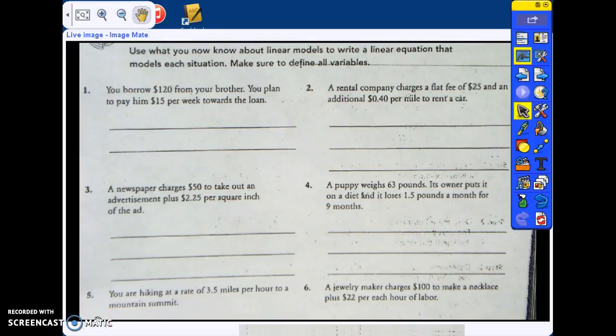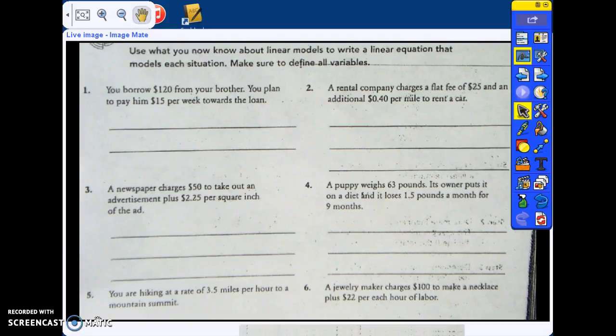Modeling and representing linear functions. Review. Use what you know about linear models to write a linear equation that models each situation. Make sure to define all variables. Pause the video, work these out, and then play it to check your answers. Do not just play through it without trying to do these on your own.